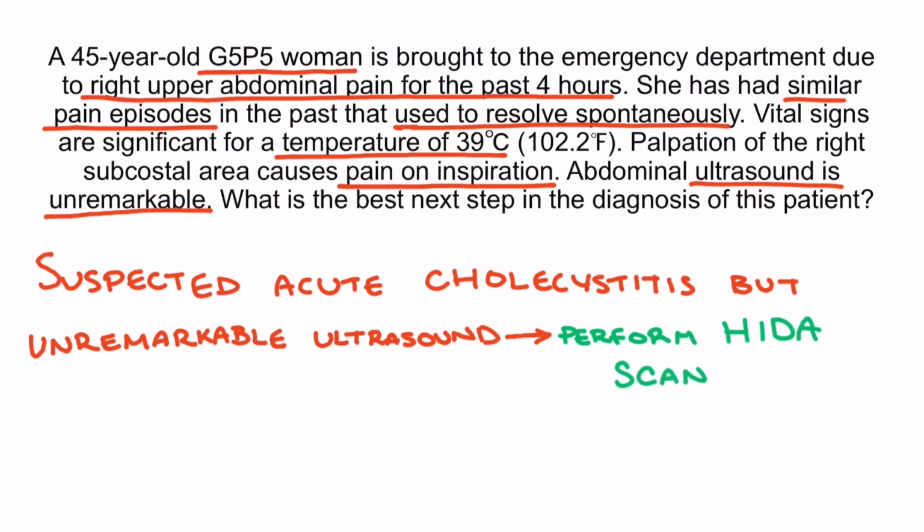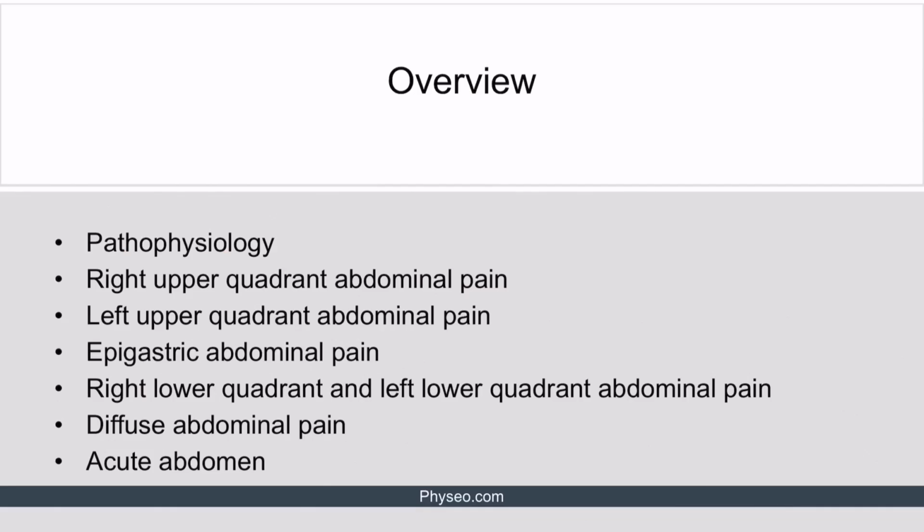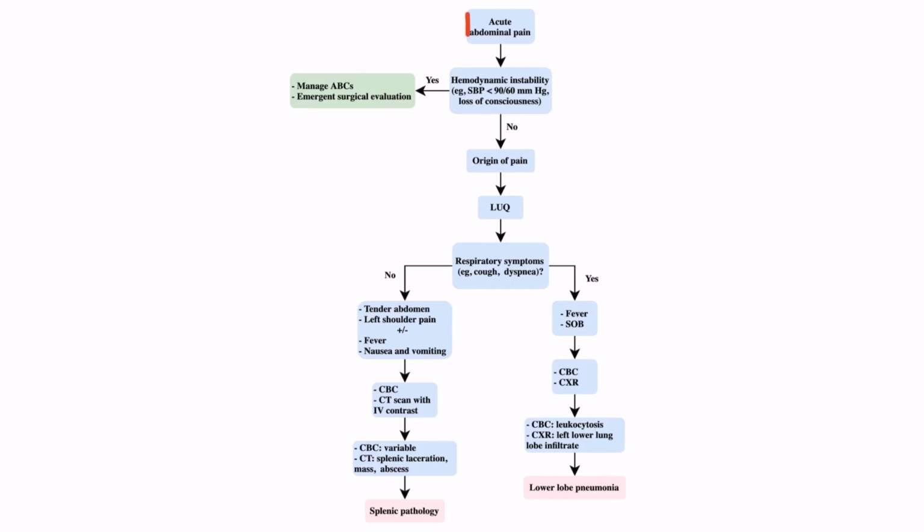Failure of gallbladder visualization on HIDA scan suggests the cystic duct obstruction and confirms the diagnosis of acute cholecystitis. We're now moving on to etiologies that can cause left upper quadrant abdominal pain. When thinking about left upper quadrant pain etiologies, it is important to keep a splenic or lung pathology in mind.